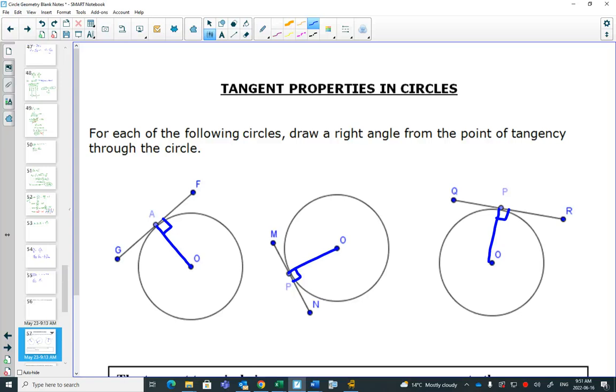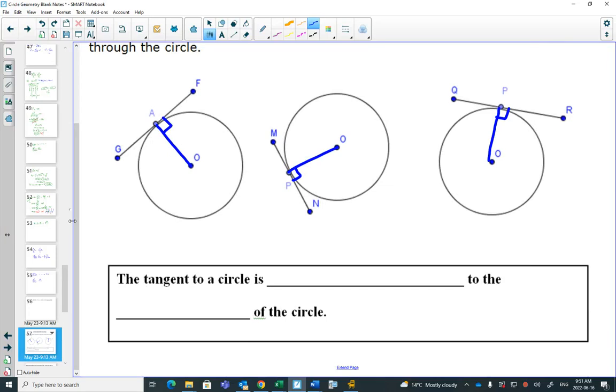That'll always be 90 degrees. So we can fill this out. The tangent to a circle is perpendicular, is the word. And remember, that's 90 degrees to the radius of the circle. Okay?